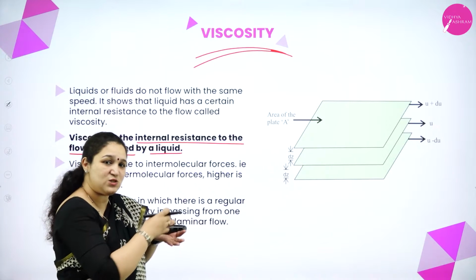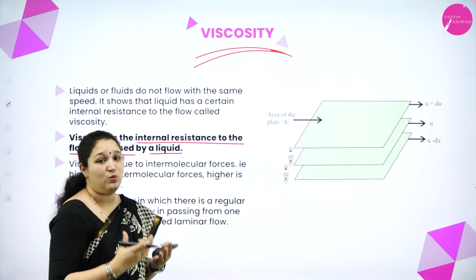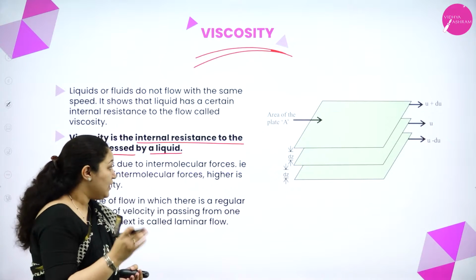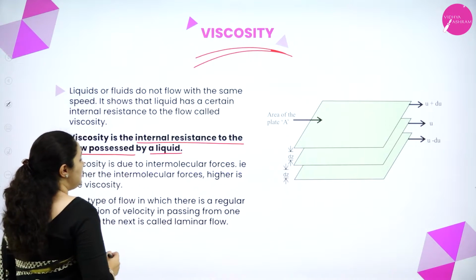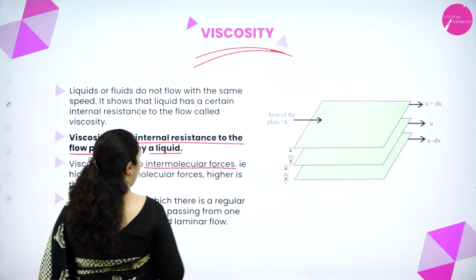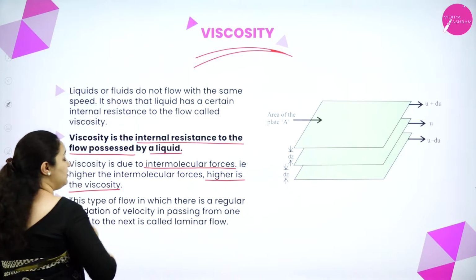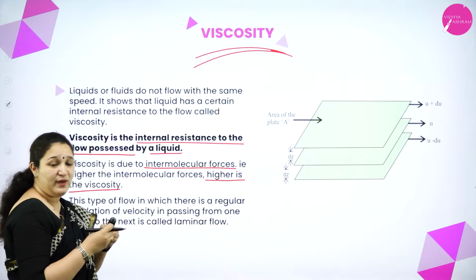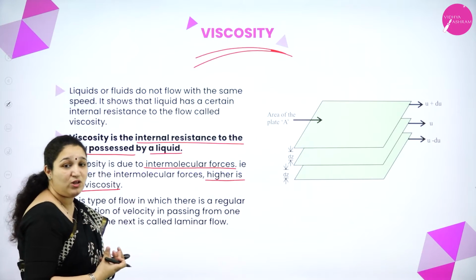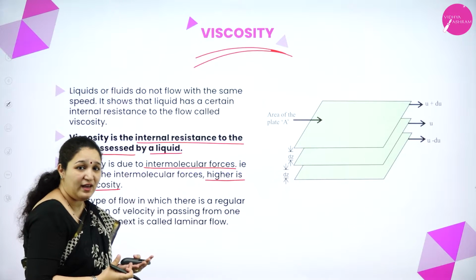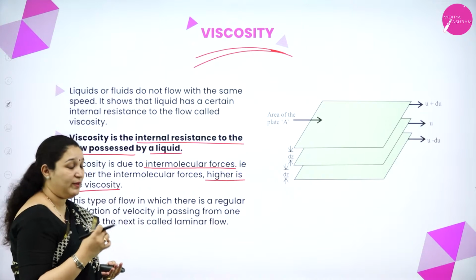There is a resistance when they are flowing. That is viscosity. Viscosity is due to intermolecular forces. That is, the higher the intermolecular force, the higher the viscosity. So if the intermolecular force of attraction between the molecules is very high, then the viscosity also will be high.